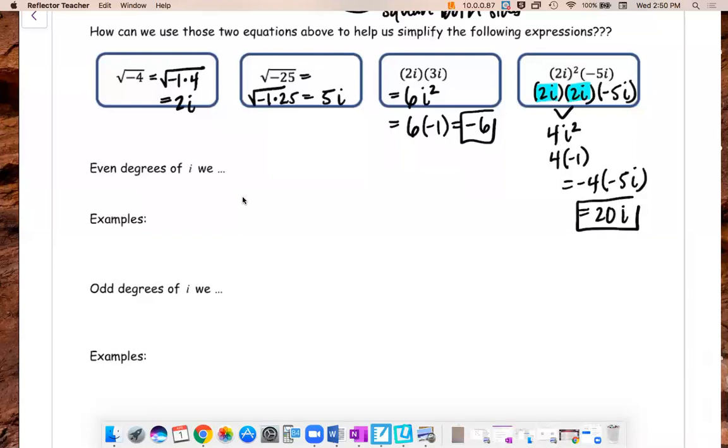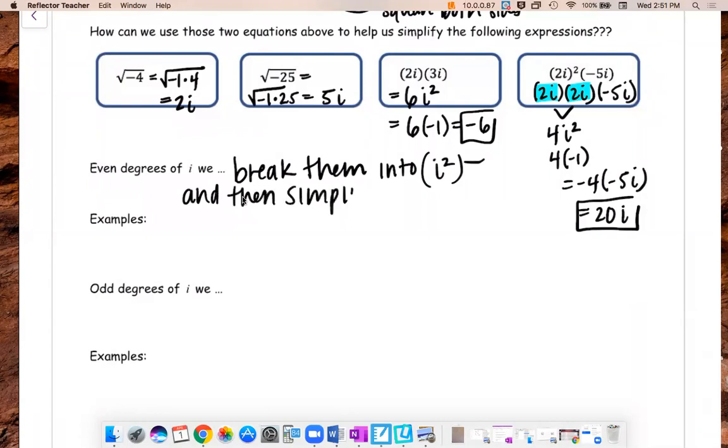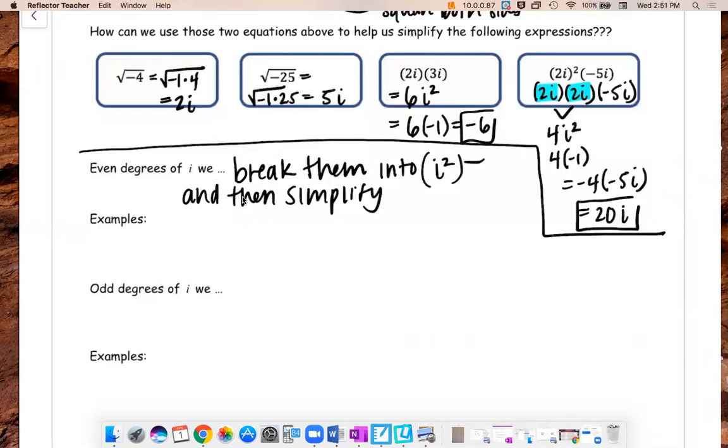Okay, the last part of this video is simplifying patterns of i. If we have even degrees, the steps are, we're just going to write them down first, we break them into i squared raised to some exponent. So we break them into i squareds and then simplify. So let's do some examples. Okay, so first example we're going to do of an even degree.